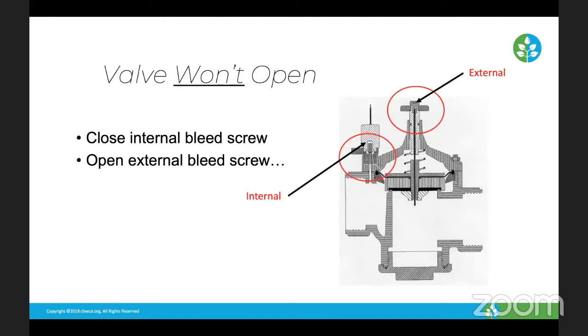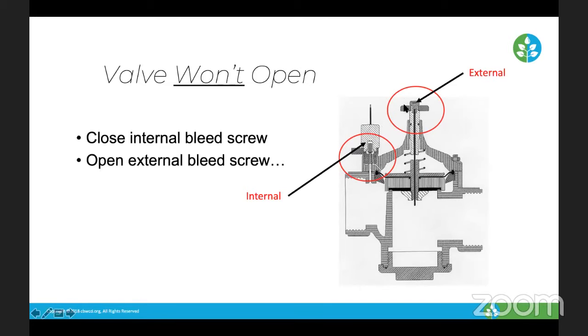Okay, so if the valve won't open, and we know that it won't open, one quick test you could do is open either the internal, which is turning the solenoid, or the external, which is the bleed screw. You can open those up, and that'll tell you a lot.